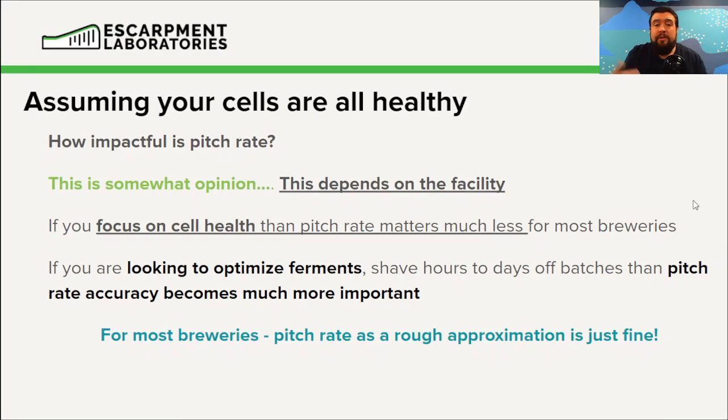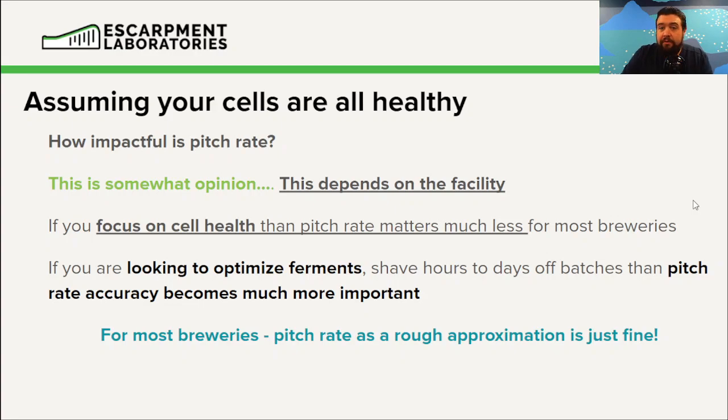So how impactful is pitch rate based on this, assuming we have all healthy cells? Now, this is where we get into kind of the opinion. I mentioned today is more analogy than it is strict research, just because there isn't a lot of research on this area. If you focus on cell health, typically your pitch rate is less impactful or less meaningful. As we showed with the two different Mr. Universes and Governators, if we have a stressful situation, we ask the Governator to do more work, he can't really do it. But if we ask Mr. Universe to do it, there's no problem.